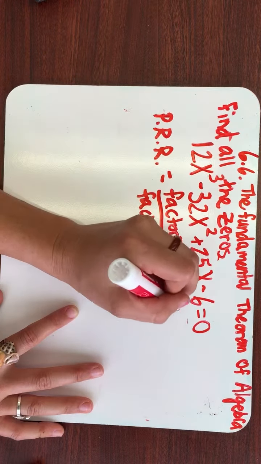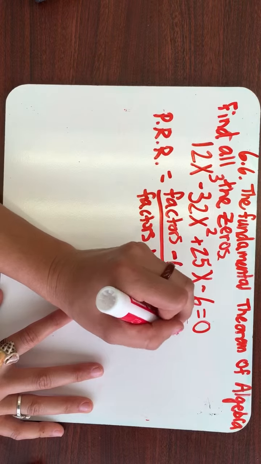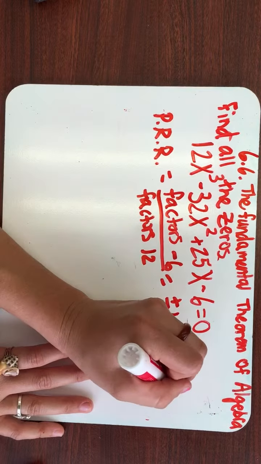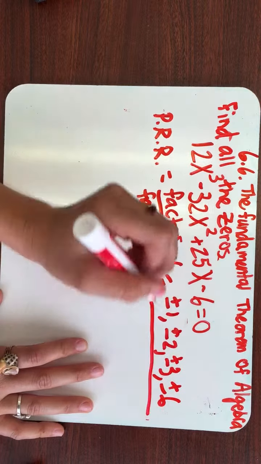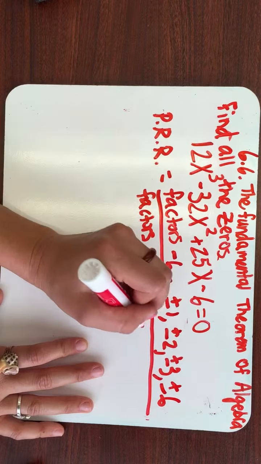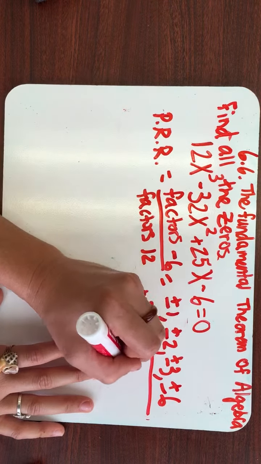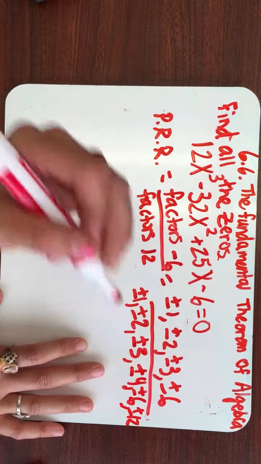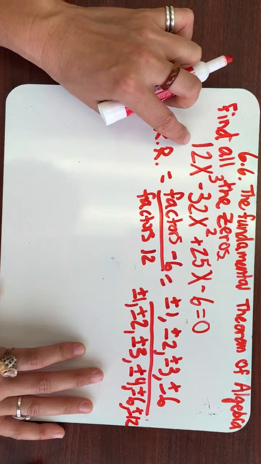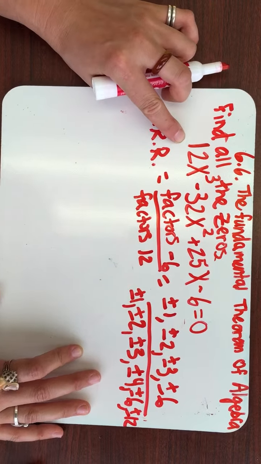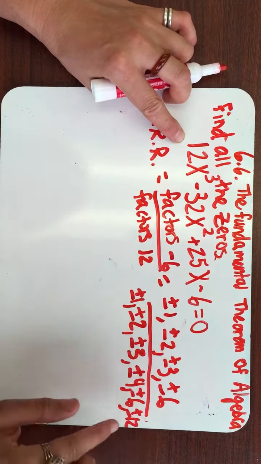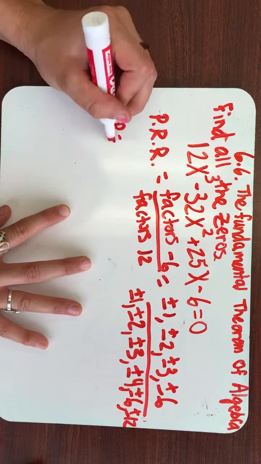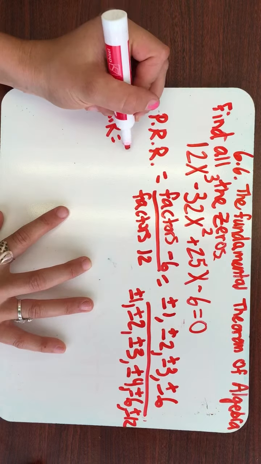So we'll list all of these. Make sure you always put plus and minus for each one. So we have 1, 2, 3, and 6. And for the 12, we have 1, 2, 3, 4, 6, and 12. I made sure to pick one where the leading coefficient is not 1, so that now we have to divide all of these to find all of the possible rational roots. This one has quite a few, so we'll go ahead and divide all of them.